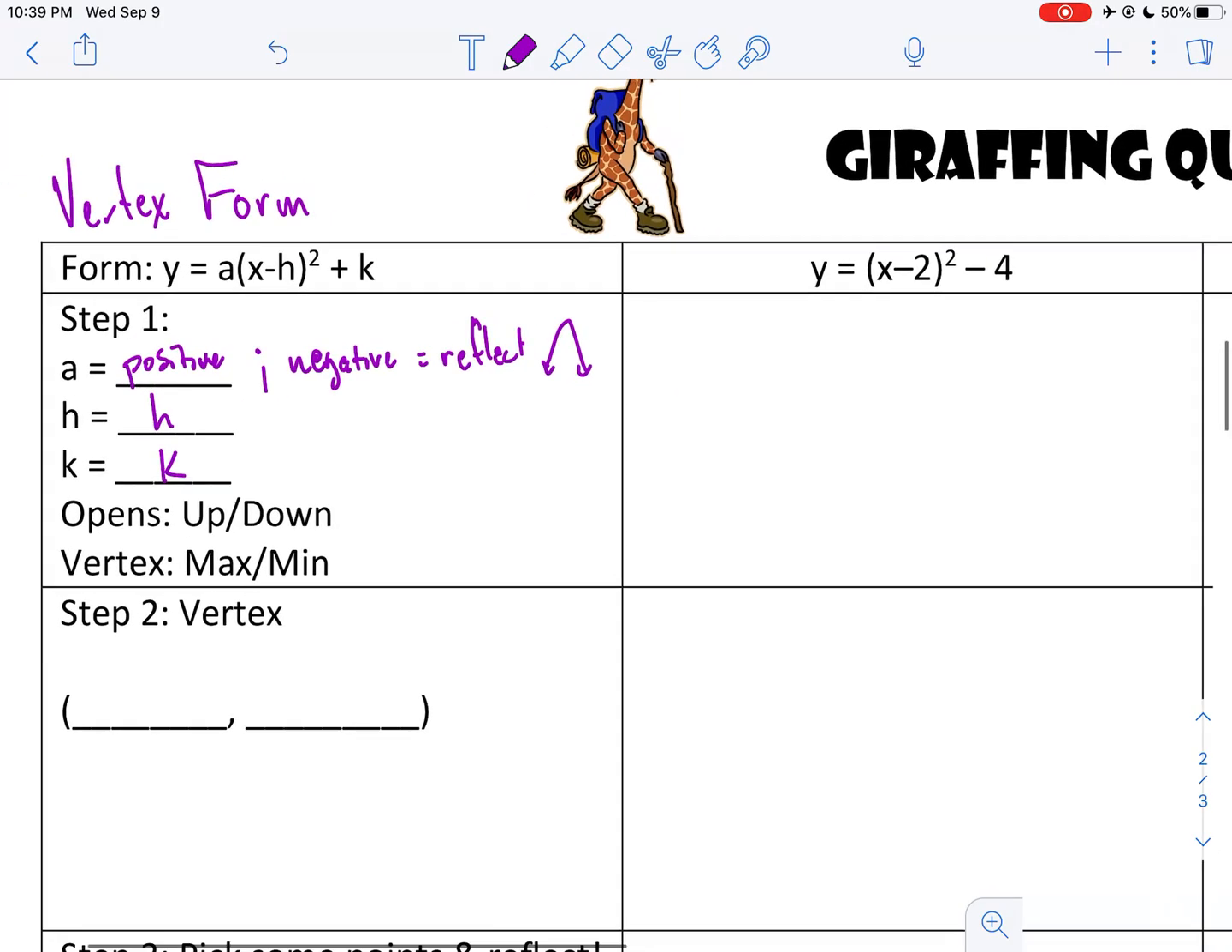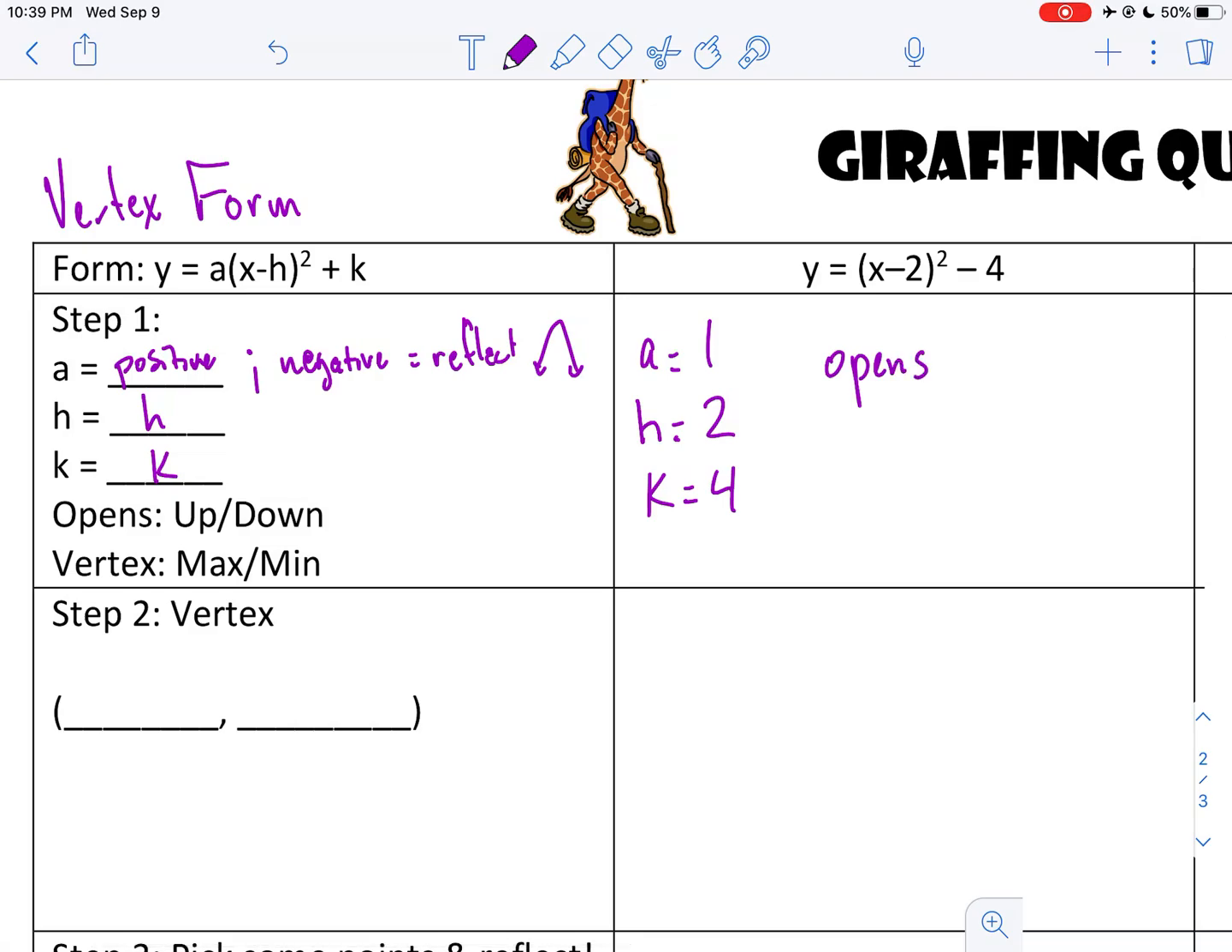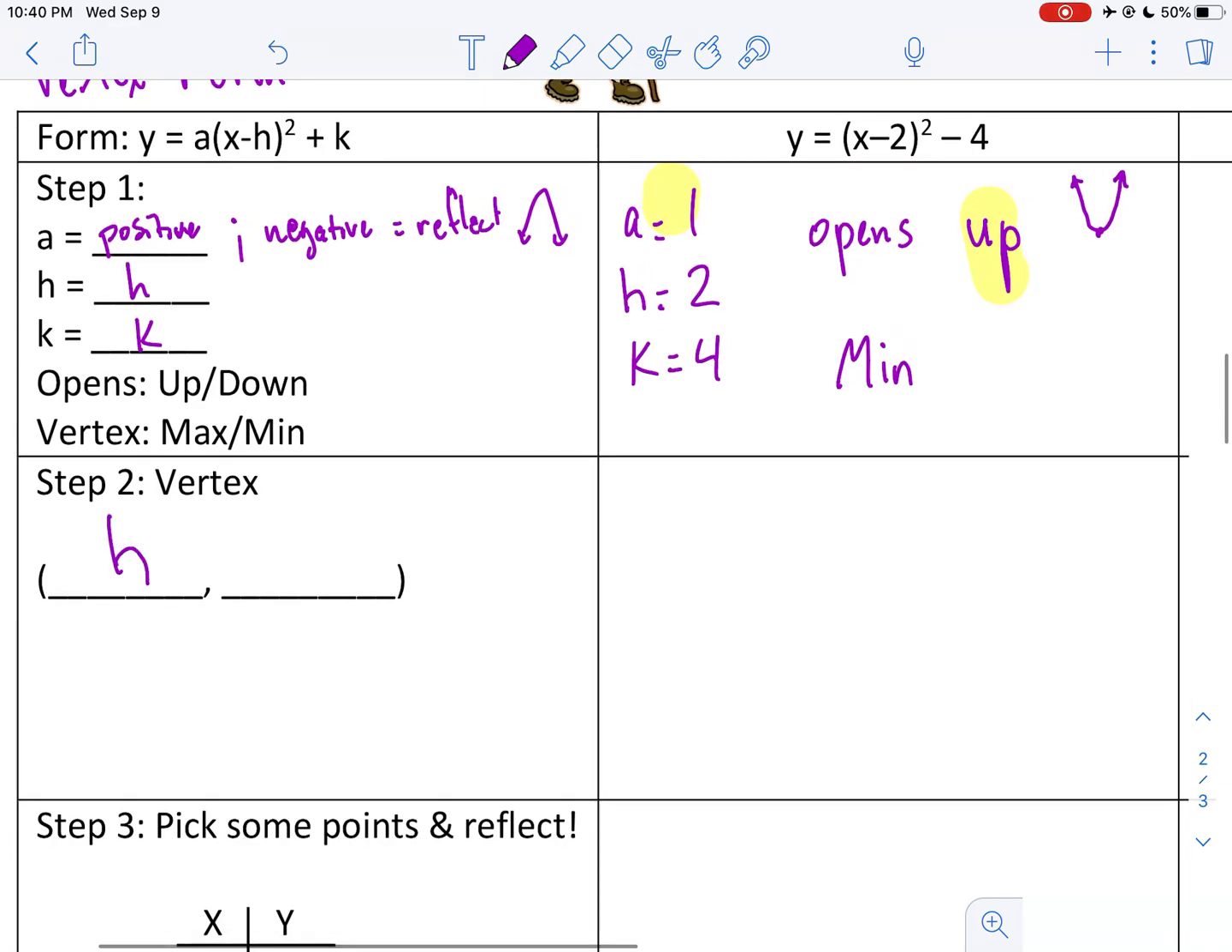So let's go ahead and do that here. What is A? A is 1. What is H? H is 2. K is 4. Now, which way does this open? It opens up. It's like a U shape. How did I know that? Because A is positive. So positive up. All right. And is the vertex going to be a max or a min? The vertex is a minimum value. You can see it's the lowest point on the parabola because it's opening up. All right, if we know h and k, we should know the vertex, right? So the next step is to find the vertex. In this case is 2, 4.